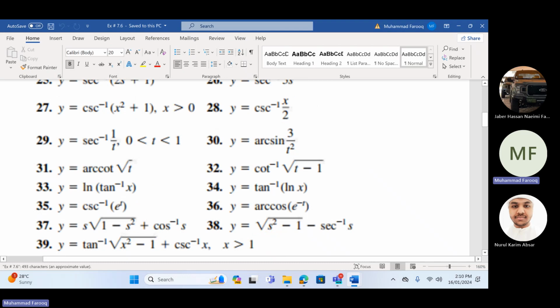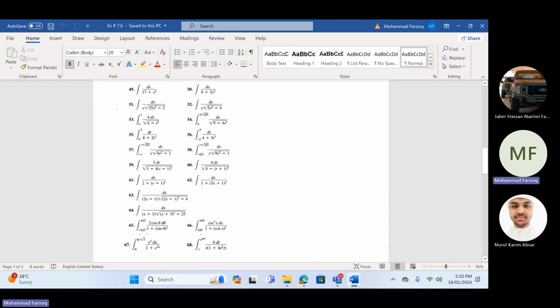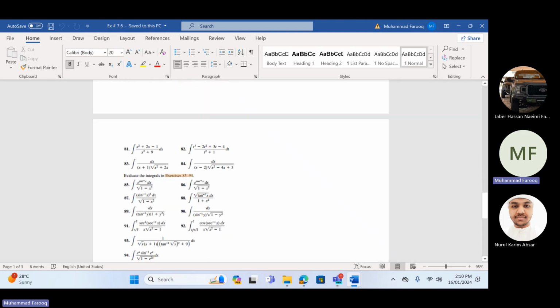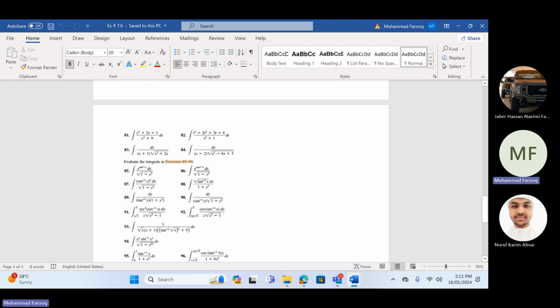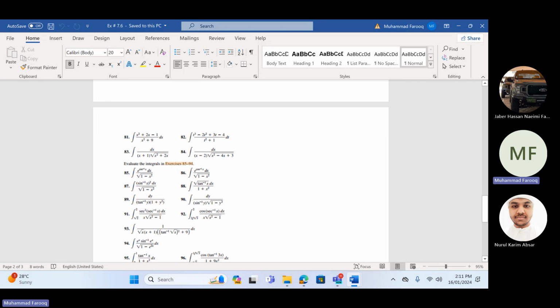The 7.6 section which I'm talking about, these are basically here, 81 and 82. Yes, 81 and 82, exactly.